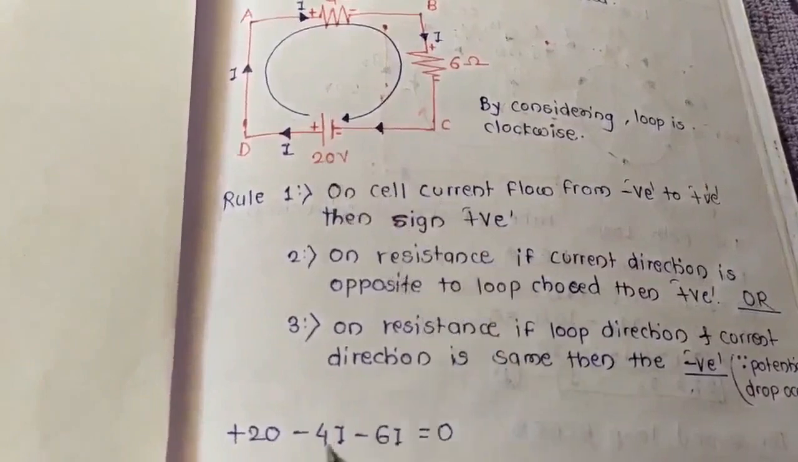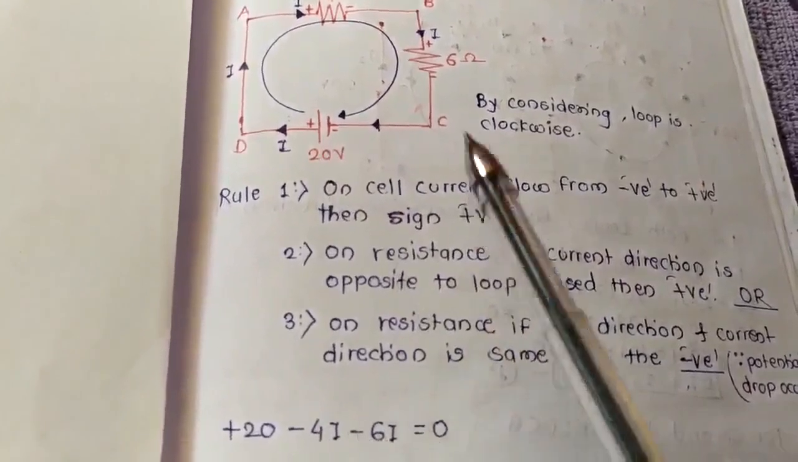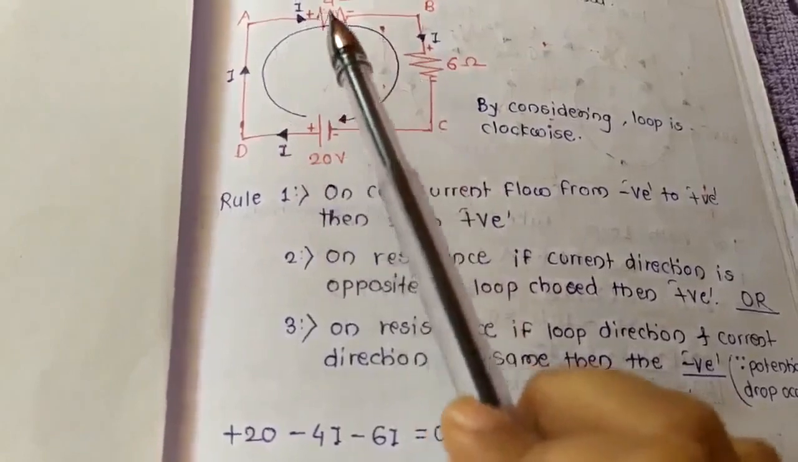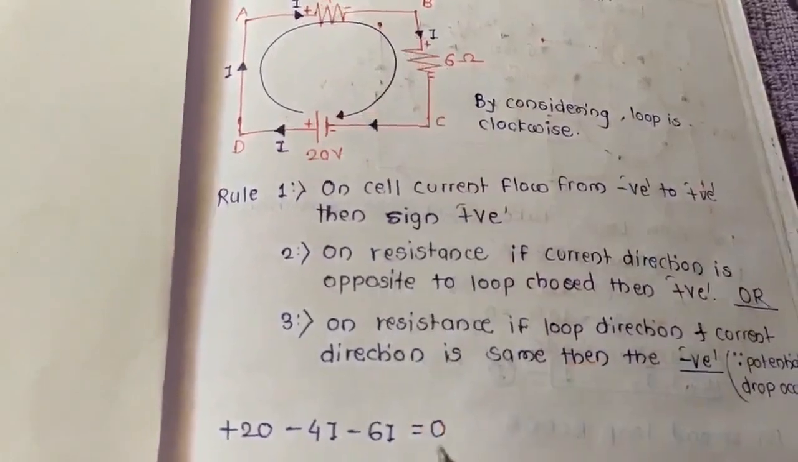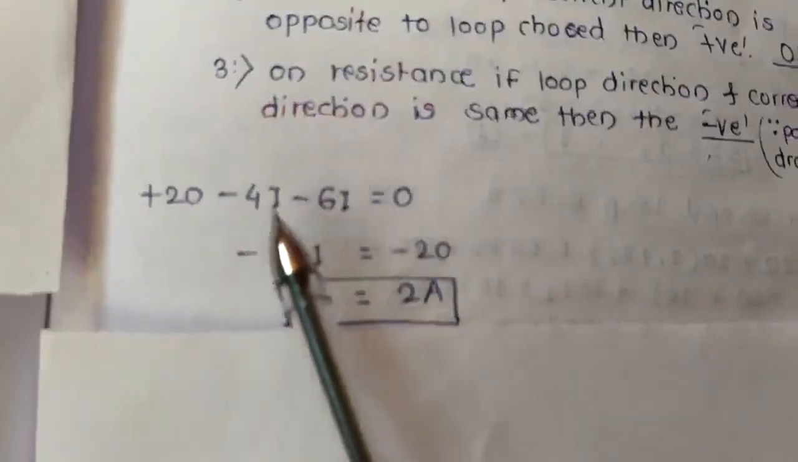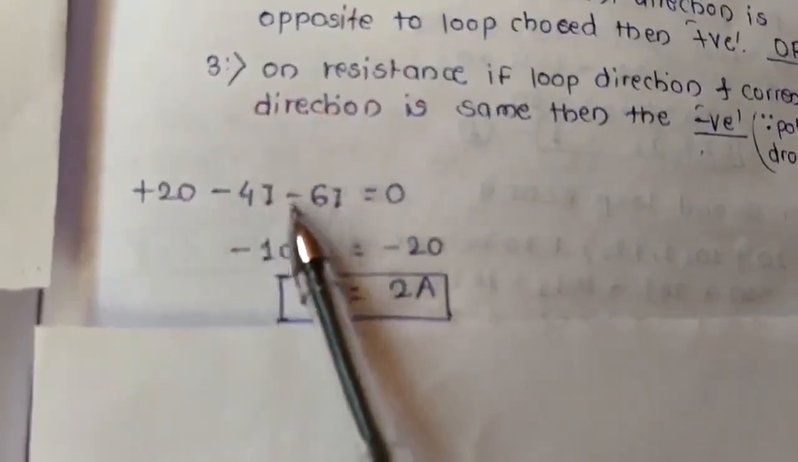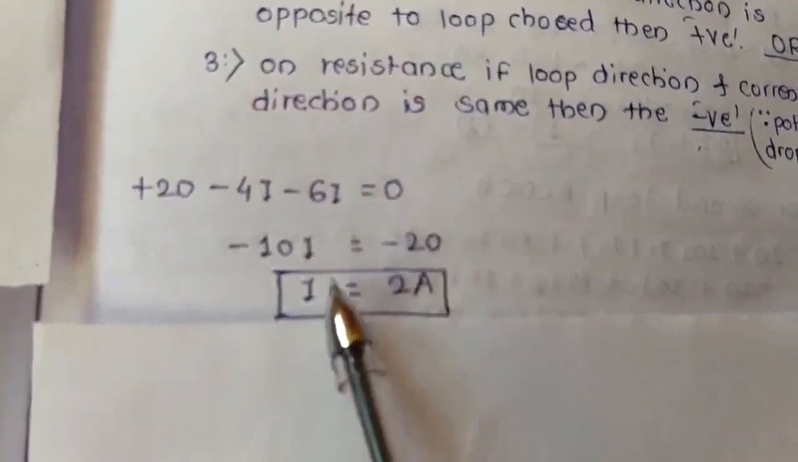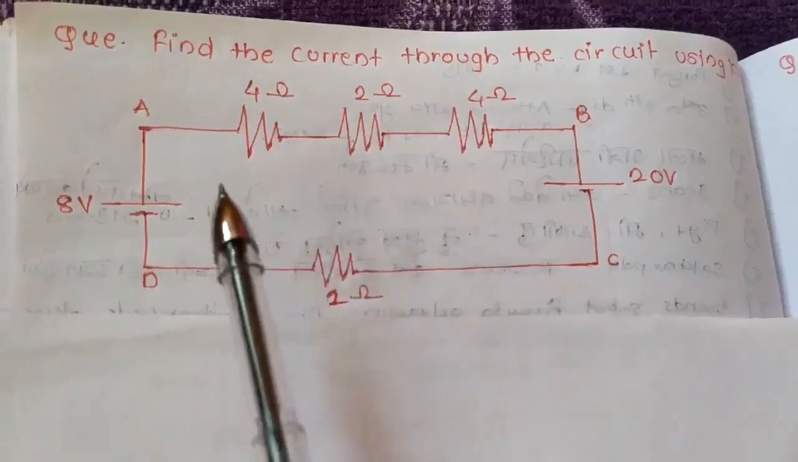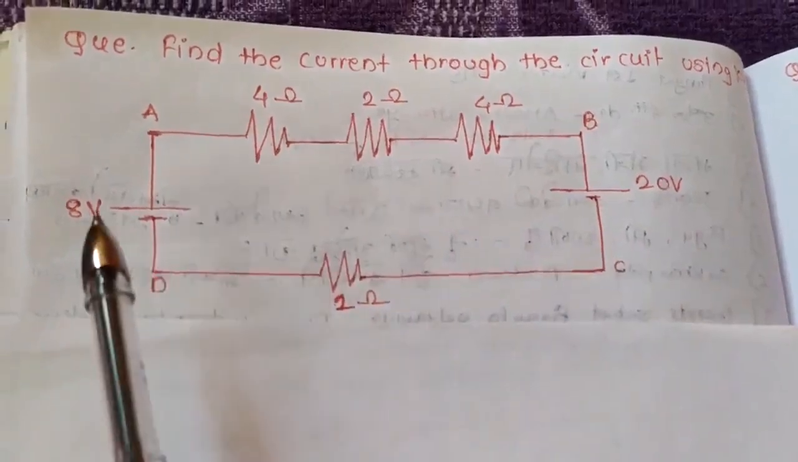Plus 20 minus 4i minus 6i, because current and loop direction are the same, minus 4i minus 6i is equal to 0. Means minus 10i is equal to minus 20, I is equal to 2 ampere. Let's see another example.